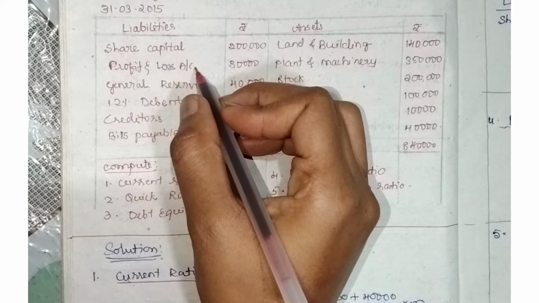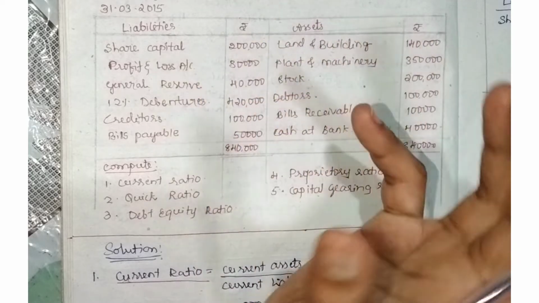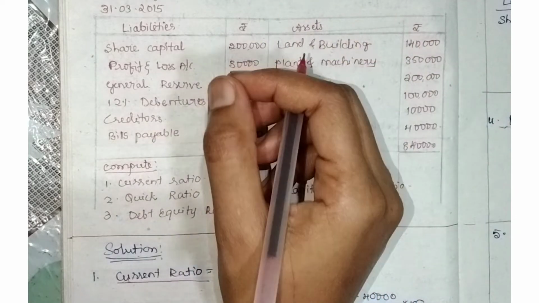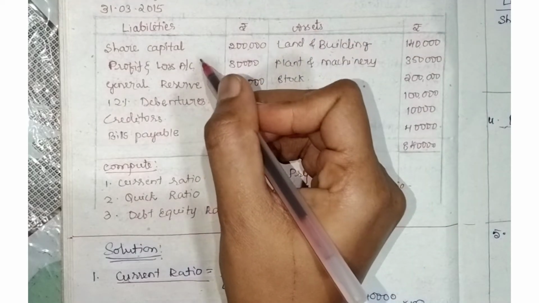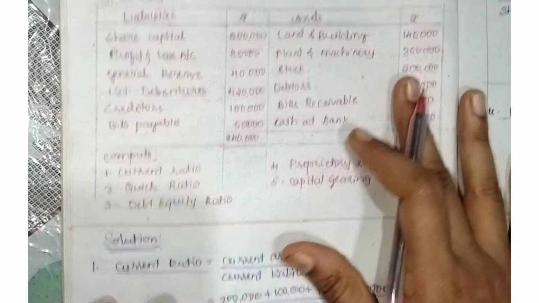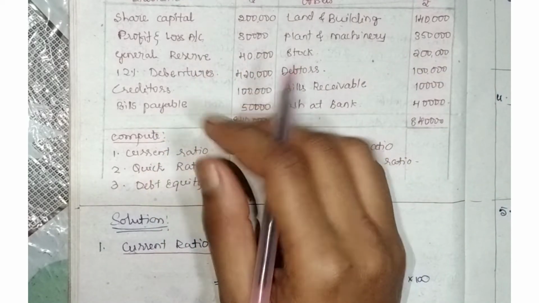Profit and loss account in the sense the accumulated profit which came from the previous years. Those are accumulated for the future. Those funds are included in the shareholder fund. General reserves, that also are reserves which are accumulated from the profit.